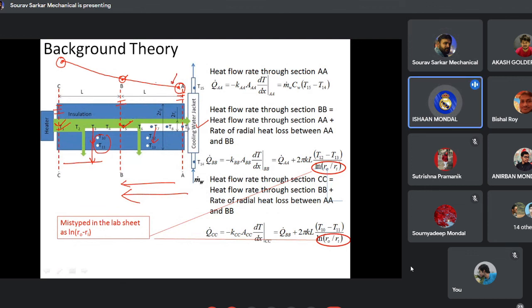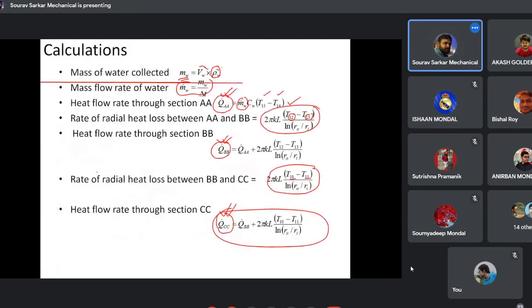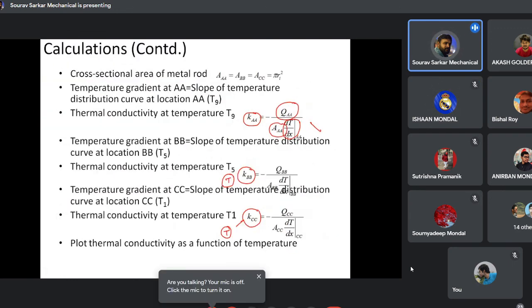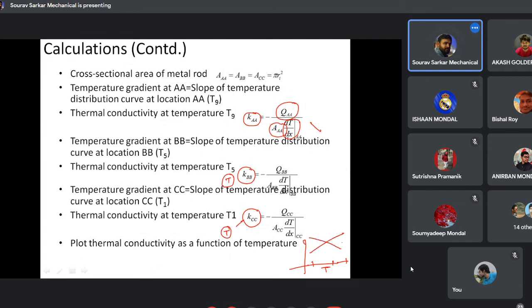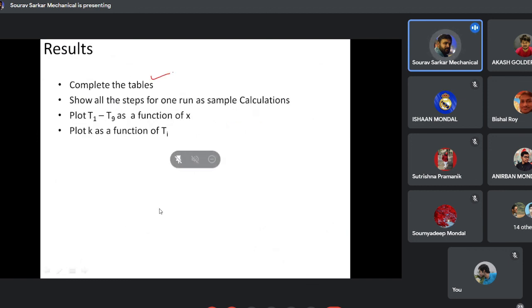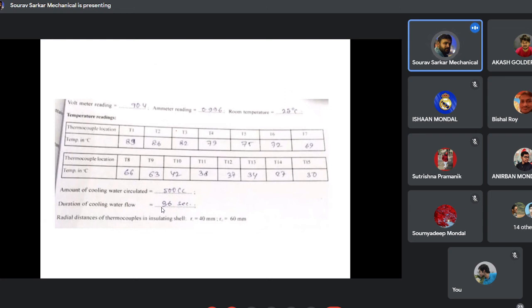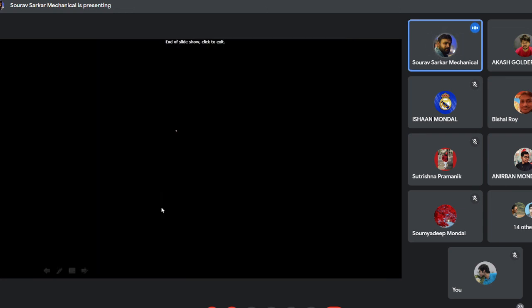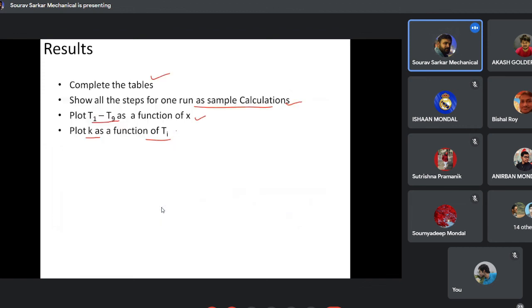Sir, how will we get the thermal conductivity of the insulator? It is a given value. Okay, sir. So now, if I know these values, I can find the thermal conductivity, and I can plot the temperature based on the section, and I can plot the thermal conductivity. It may be like this or it may be like this. So this is the calculation procedure. Complete the tables, show all steps as one sample calculation, T1 to T9 as a function of X, and plot K as a function of T. These are the temperatures that you can see.